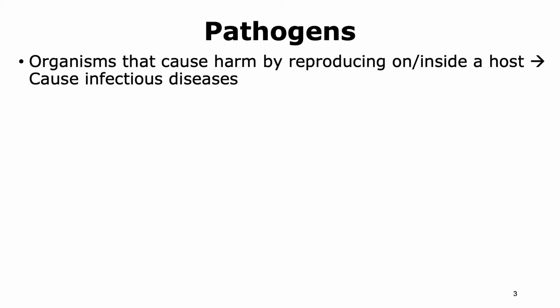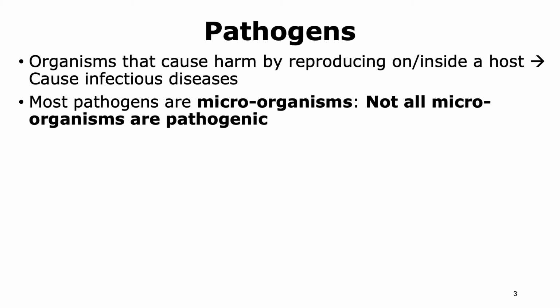Pathogens are organisms that can cause harm by reproducing on or inside a host. So pathogens can cause diseases which we know as infectious diseases. Now, most pathogens are microorganisms, but it should be remembered that even though most pathogens are microorganisms, not all microorganisms are pathogenic. For example, we do have a lot of diseases that are caused by bacteria. But when we look at how many bacteria are pathogenic and how many are non-pathogenic, only about 5% of bacteria are pathogenic.